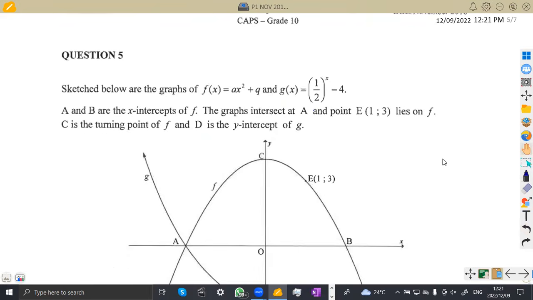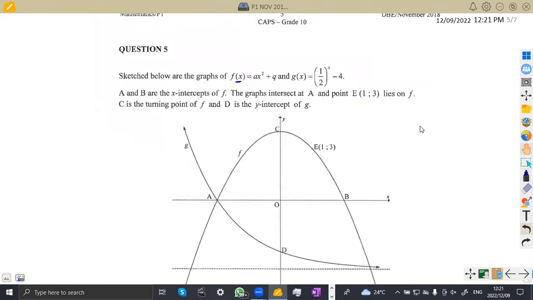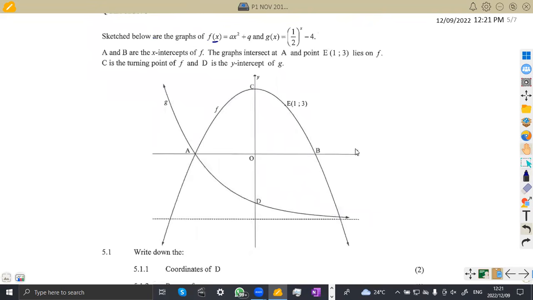That is functions. So we are given, sketched below, the graphs of f(x), which is equivalent to ax squared plus q. Then we have got g(x). So we've got f and g here. All right, so let's see what we have. Let's try to reduce this so that we can see the graphs. Okay, so these are the graphs, guys. That's our f here and the g. So we are given that the graphs intersect at A, and the point E is given as (1; 3) lying on f. C is the turning point, that is the point C.